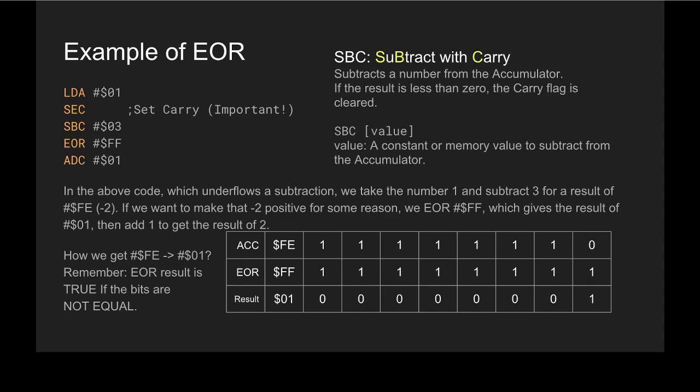Load the number 1. Set carry, because when you're subtracting, you need to have carry set. Subtract. And then really, if the number is negative, use the exclusive OR FF to get the inverse of the binary number, and then add 1, and you get how many you went over. So 1 minus 3 is 2 over. 2 under 0, really.